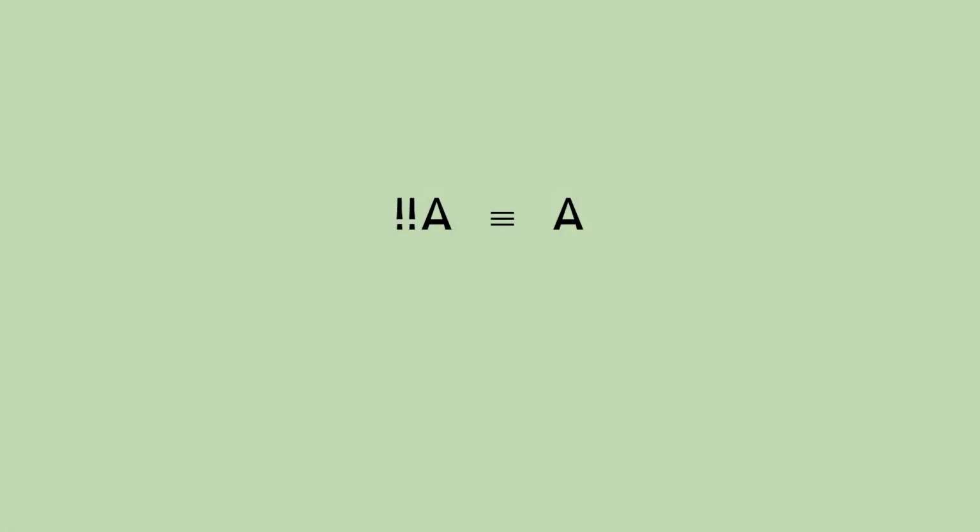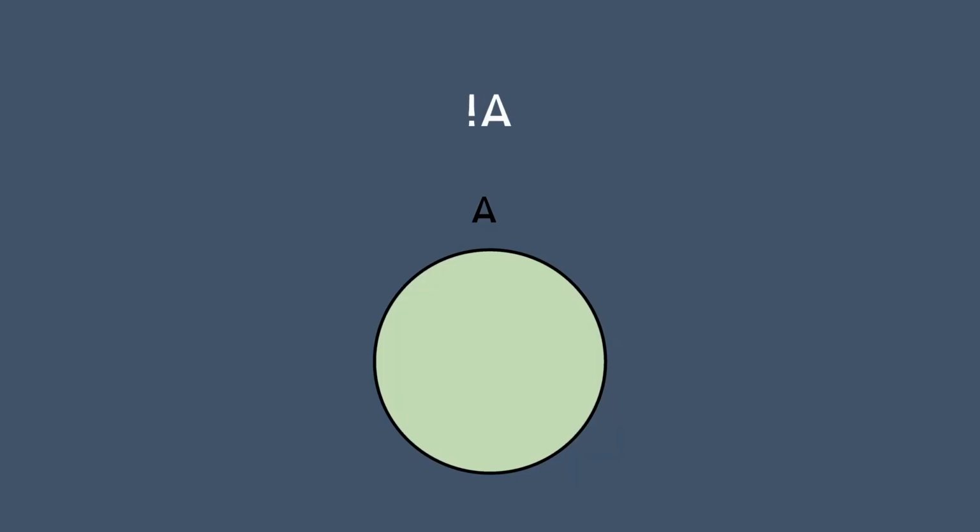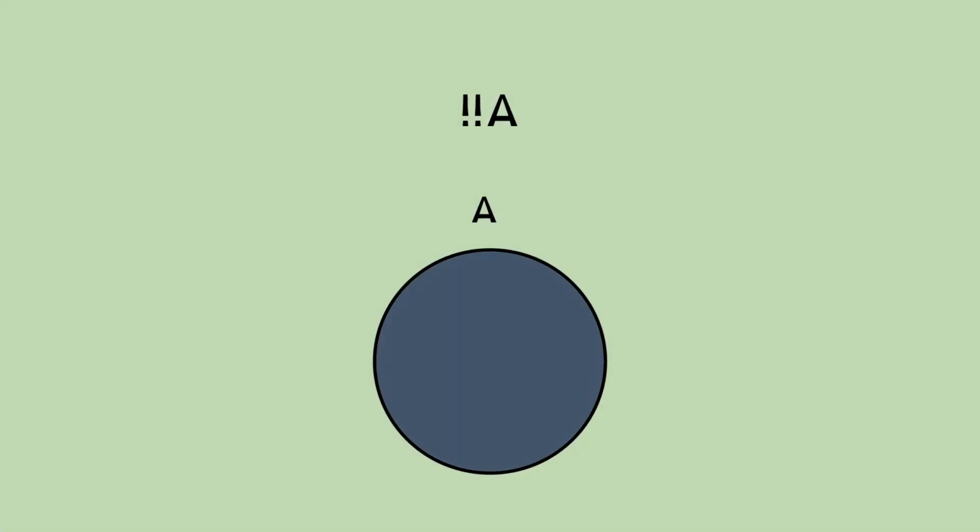Finally, not not A is the same as A. Again, this seems very trivial. We will just go through the Venn diagram. There's A, and here's not A, and here's not not A. Having inverted not A, we get ourselves back to our A situation.